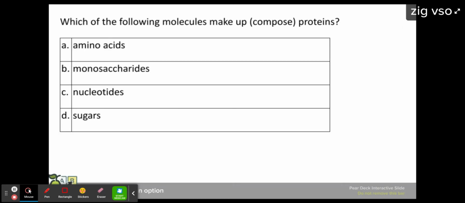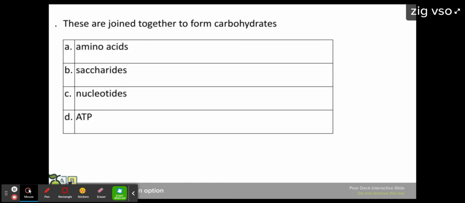Which of the following molecules makes up or composes proteins? These are joined together to form carbohydrates.